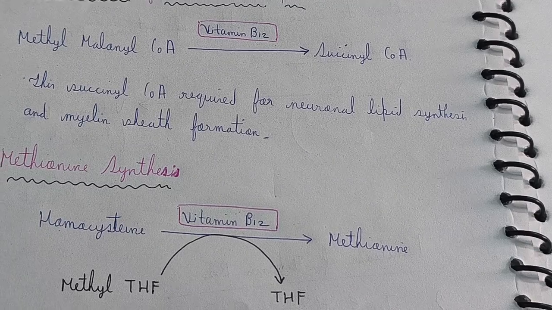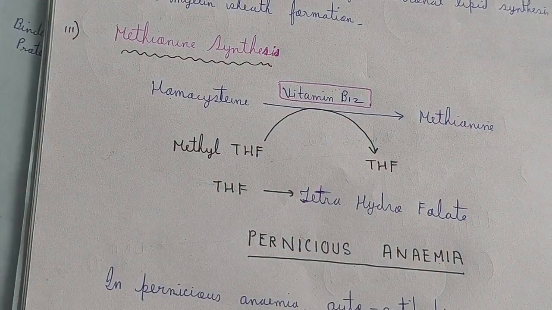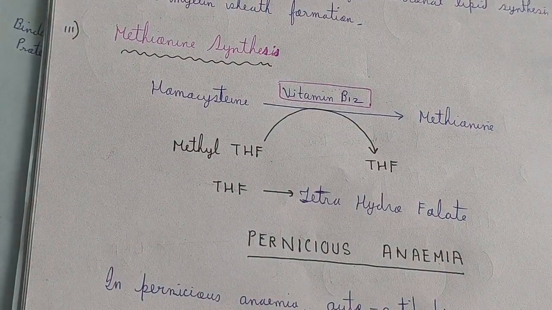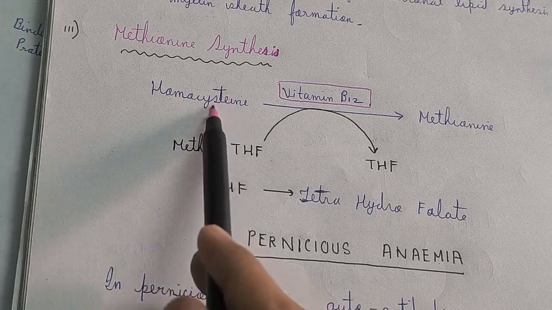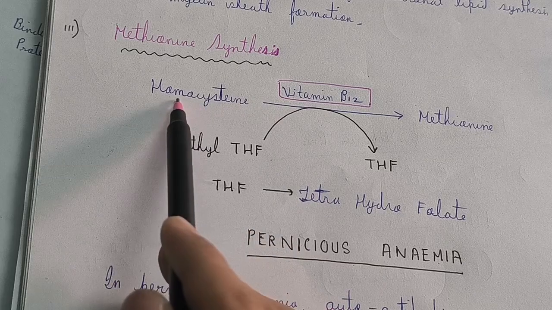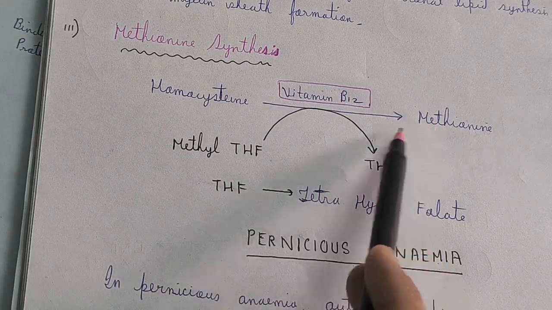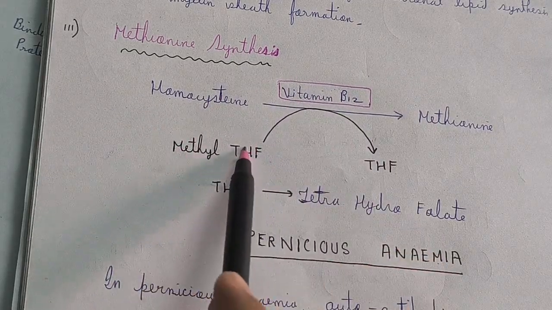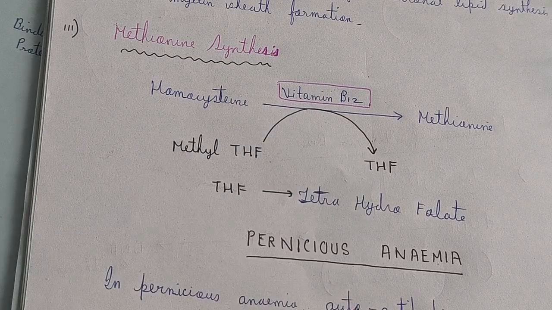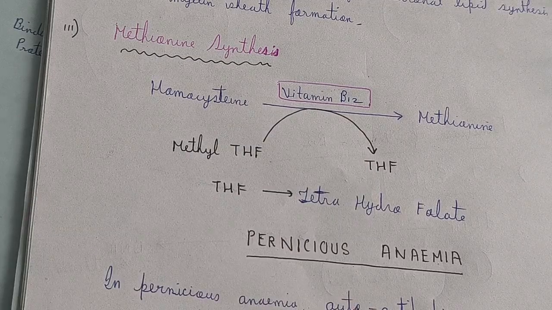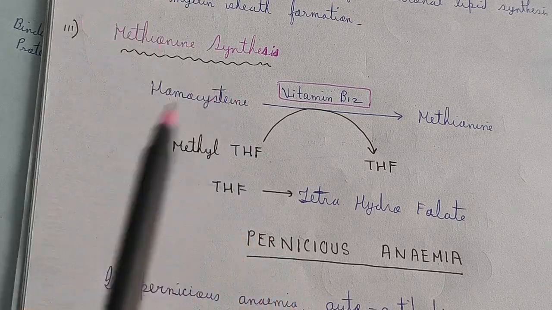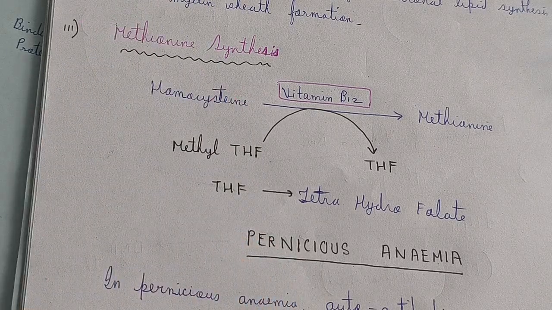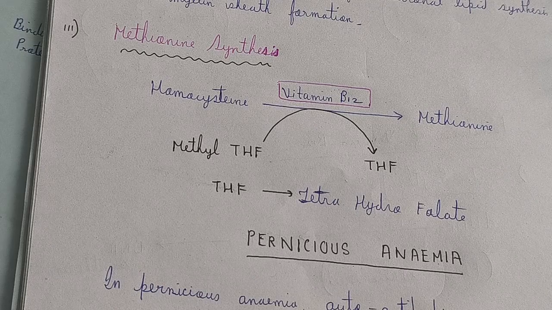And it is also important for the formation of neurons. Again, methionine synthesis and formation of the active form of folic acid: vitamin B12 causes the conversion of homocysteine to methionine, as well as of methyl tetrahydrofolate to the active form of tetrahydrofolate. Due to this, the homocysteine level decreases. So these are all the important functions and normal events for vitamin B12.